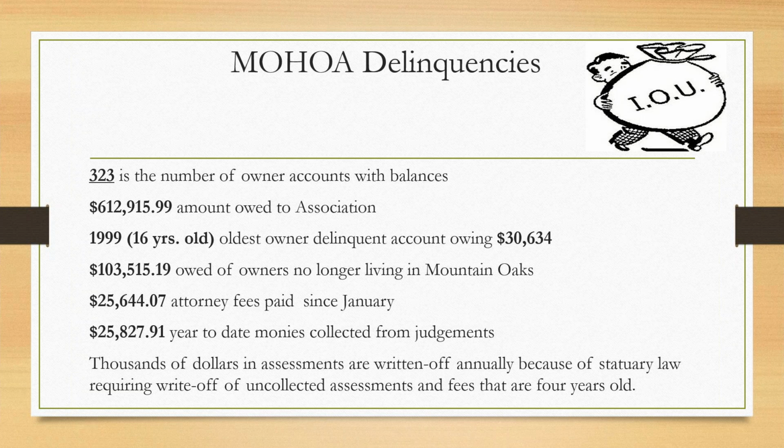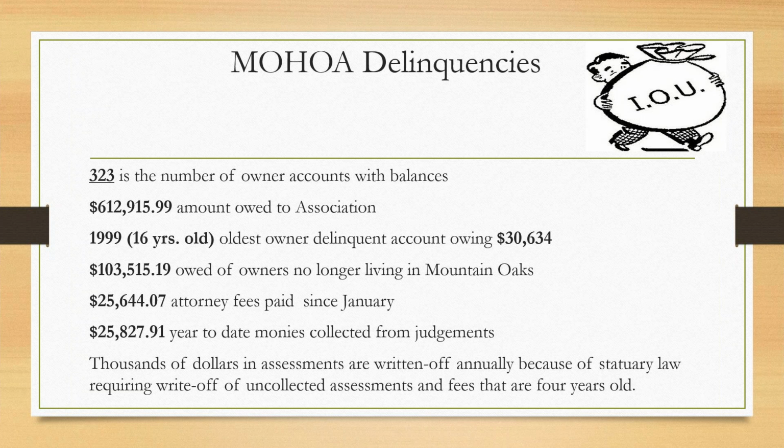The Mountain Oaks homeowner delinquencies: as of January of 2016, there were 323 owners' accounts that had balances that were delinquent, totaling $612,900.915.99 owed to the association for delinquent accounts. The oldest account with the largest balance dates back to 1999, and that balance as of January was $30,634.